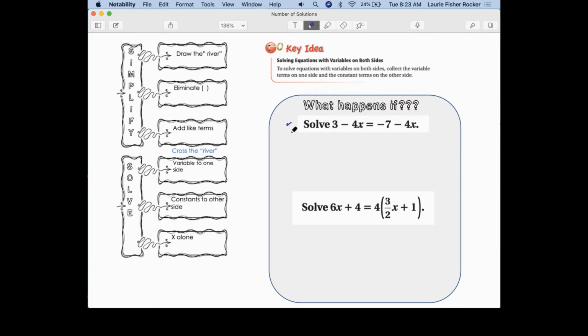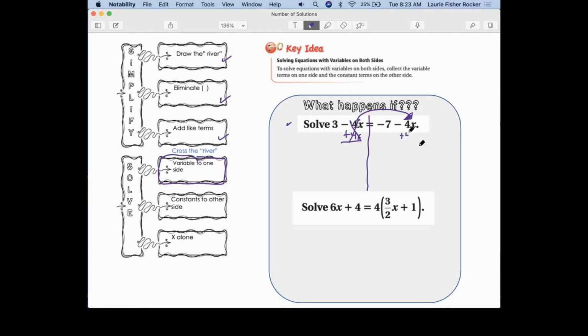So I follow the steps, draw the river. I eliminate parentheses, there aren't any. I add like terms, I look this way, I look this way, there are no like terms. So I'm not worried about that. Now I'm going to go ahead and move variables to one side. I'll just take this one and move it that way. Okay, so I'm going to plus 4x, so that cancels. That's what we're supposed to do.